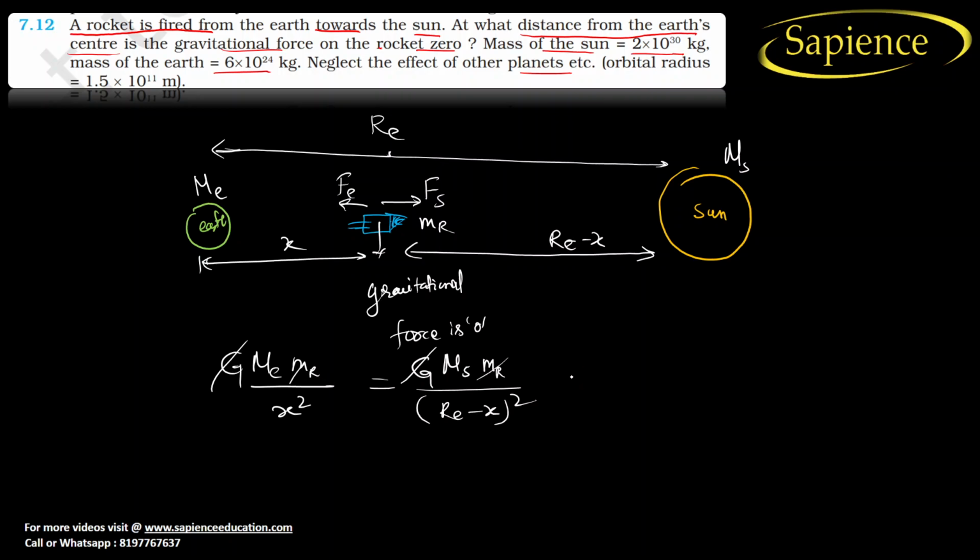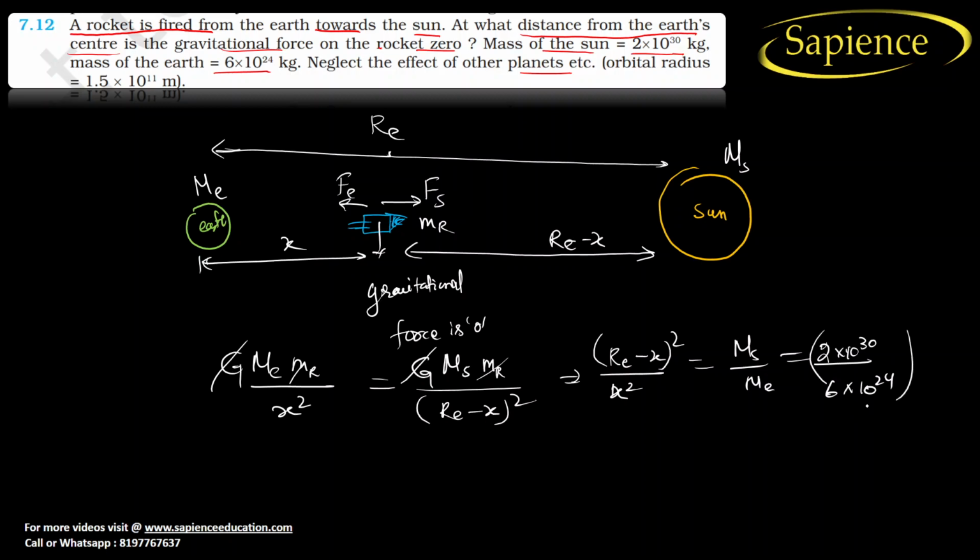So we will get (Re minus x) by x, whole square, equal to mass of the Sun divided by mass of the Earth. The mass of the Sun they have given as 2 into 10 power 30 kg, divided by mass of the Earth, which is 6 into 10 power 24. So when we calculate this, we will get 1 by 3 into 10 power 6.